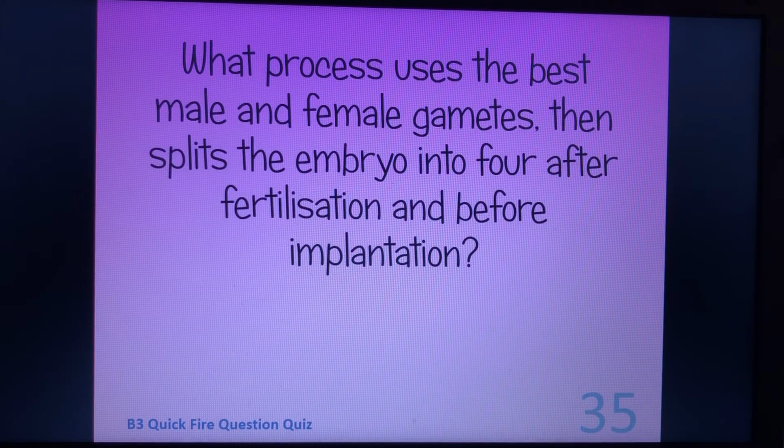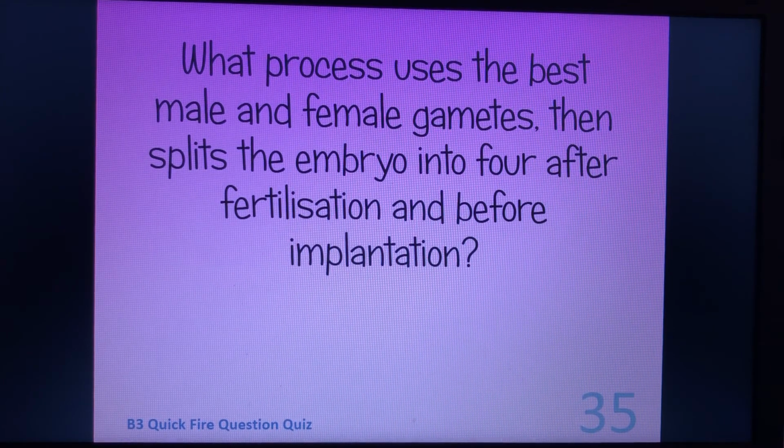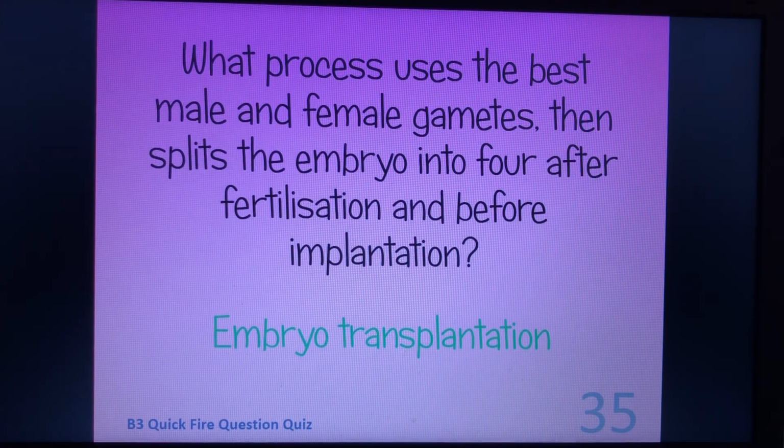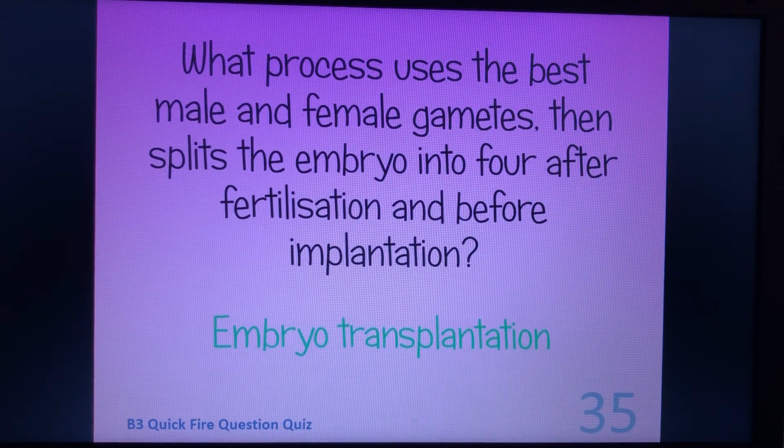Question 35. What process uses the best male and female gametes, then splits the embryo into 4 after fertilisation and before implantation? So it's kind of like IVF, choosing the best gametes, fertilising them in a petri dish, then splitting that embryo and implanting them into 4 surrogate mothers. What process is that? And the answer is embryo transplantation. It's the form of cloning that everybody forgets. Okay, so embryo transplantation, if you're thinking, I'm not sure, I can't remember, do a bit of research on that one later.